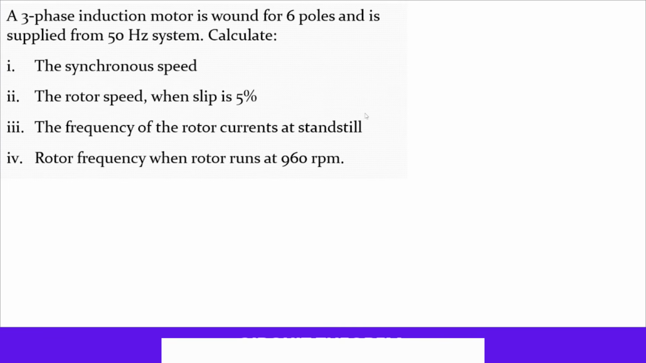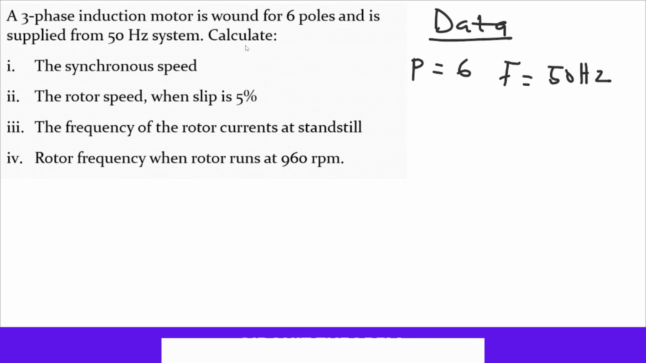Today we are going to continue our questions on induction motor. So the question states that a three-phase induction motor is wound for 6 poles. First of all, we need our data, and then the number of poles is actually equal to 6, right? The frequency is 50 hertz. Now the question says we should calculate the synchronous speed.